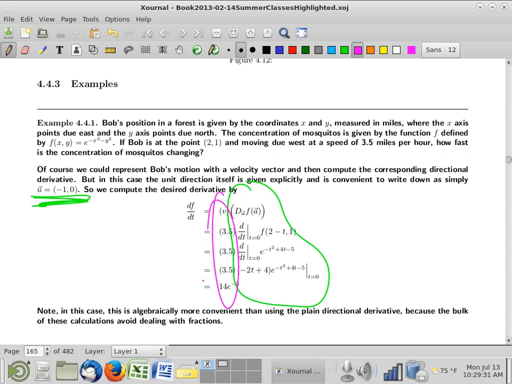Everybody see how that works? By the way, you might amuse yourself, to get an up close and personal idea of what the alternative would have been, by computing the directional derivative directly from the definition. Use a weird speed instead of 3.5 miles an hour, make up some annoying, inconvenient number, and then do the calculation and see if you see what I'm talking about. Okay. All right.